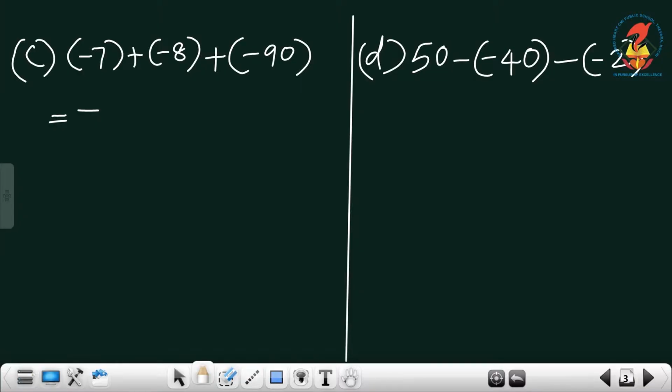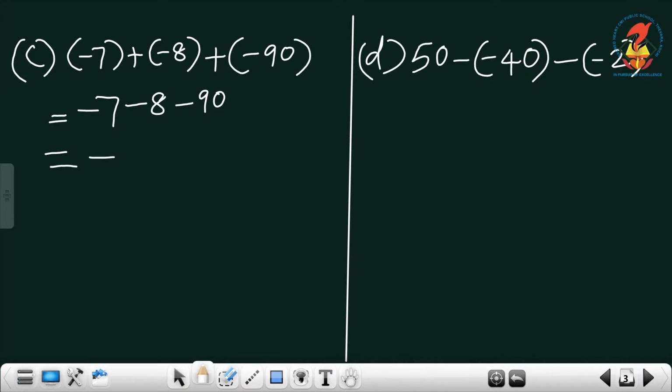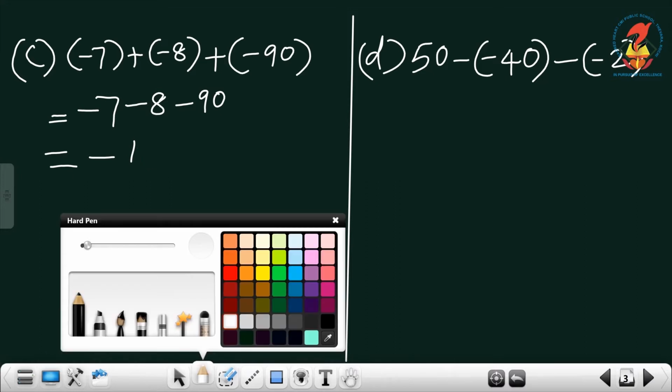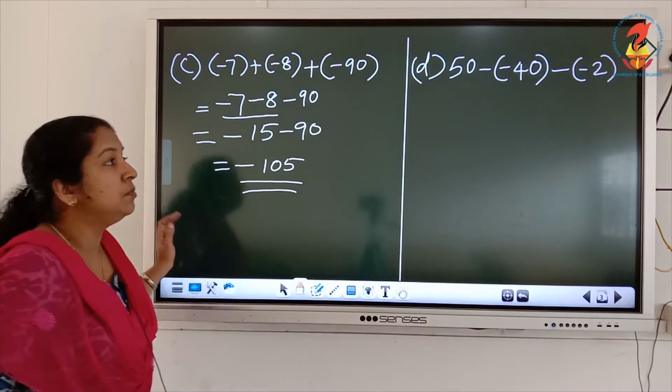Then next we can write it as -7. Then both, one is positive, other is negative. So, we have to take negative sign. Here positive and negative comes, so negative sign. So, all these numbers are of same sign. What you have to do? You have to add everything. 15 it is. So, -15 -90 when we combine these two. So, it is -105. Two numbers of same sign, add the numbers and put the same sign.